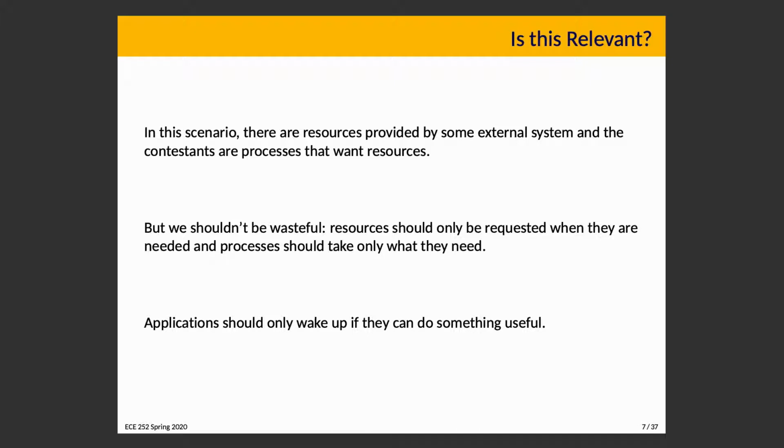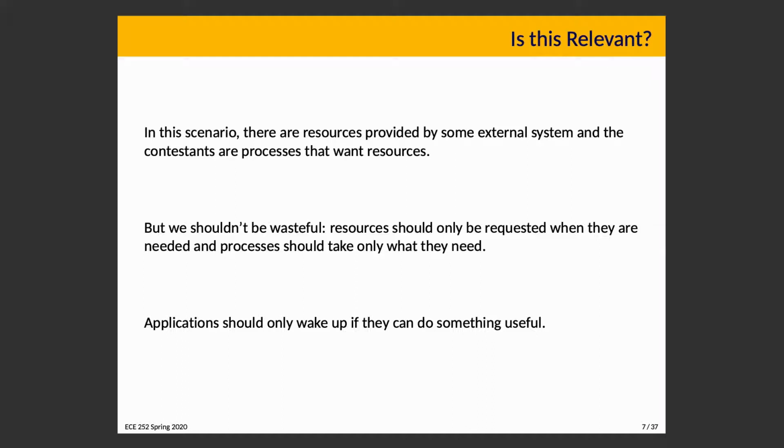The thing about it is that not every system is so kind as to allow you to request exactly what you want. Sometimes you just get what is available, and therefore there's a little bit of figuring out: is this something that I want? Is this something that I need? On that same token, we shouldn't be wasteful. Resources should only be requested when processes need them, and processes shouldn't be hoarders, stockpiling resources that they do not need, because that potentially deprives other processes of getting those things that they would otherwise want.